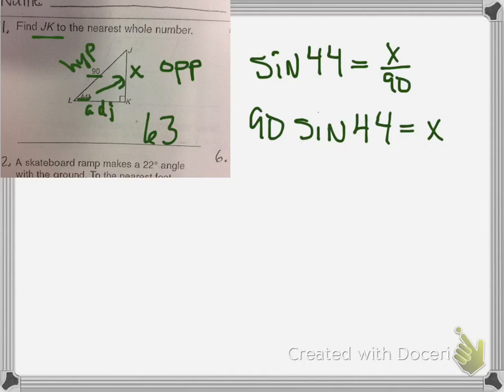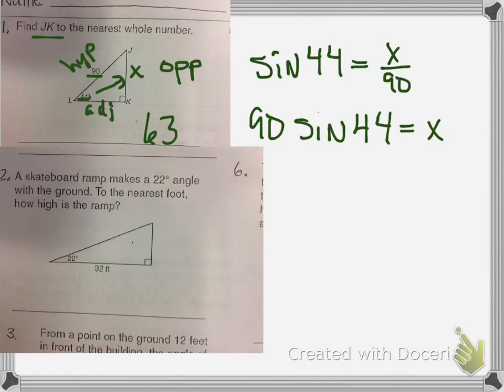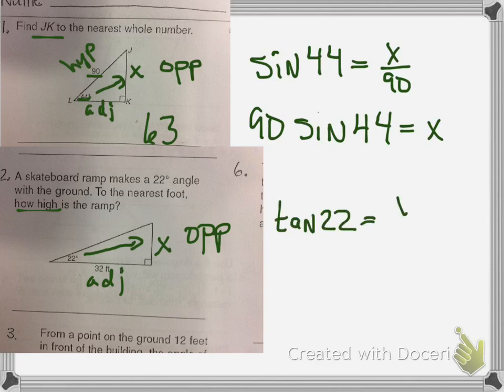All right, so it's very simple to set up. The next one asks how high is this ramp, to the nearest foot. Again, we're doing whole numbers. So we have here the opposite, and now we have an adjacent, so we're going to use tangent. Tangent 22 is equal to x over 32. And again, same thing, multiply.